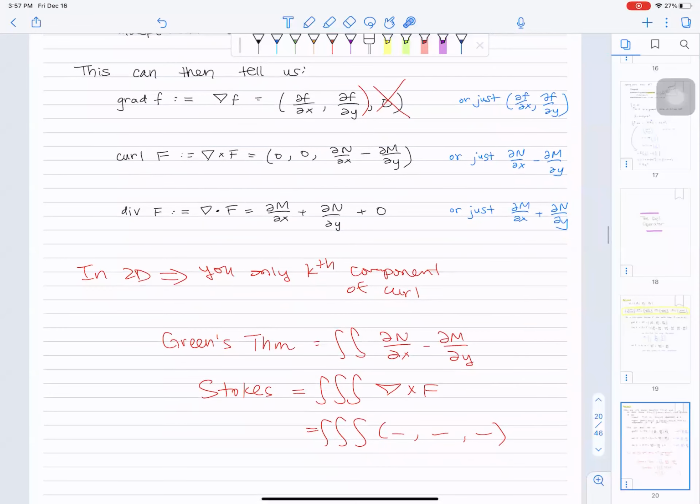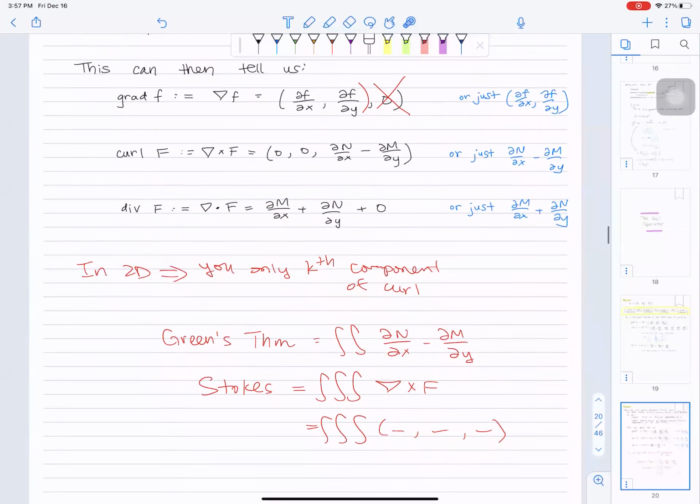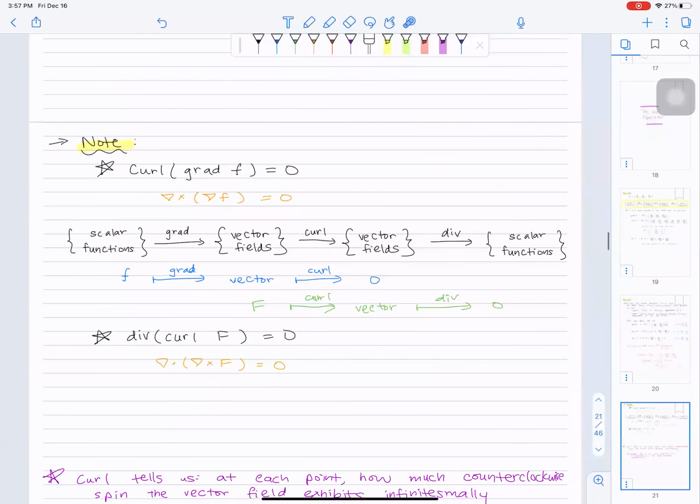And then for divergence, it's also these partials, but there's no z component, so you add 0. Okay, and remember that if you take the curl of a gradient, you get 0, and the divergence of a curl is also 0.